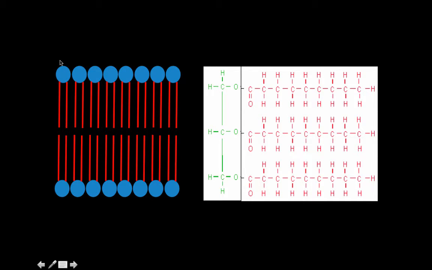So here we have an example of what a lipid might look like. Over here, each one of these is a phospholipid. So you have the 2 fatty acid tails and the phosphate head, which we'll talk about more in a later lesson.